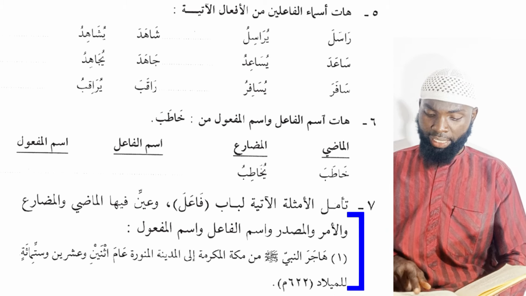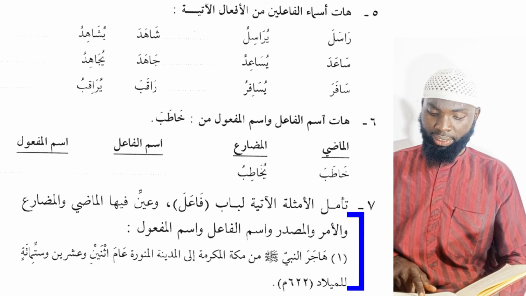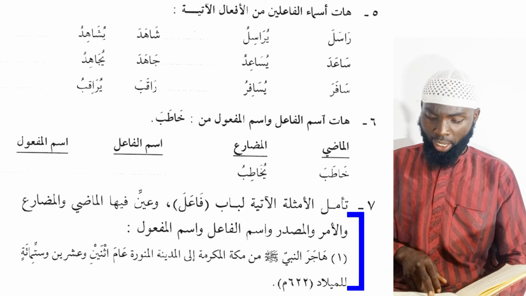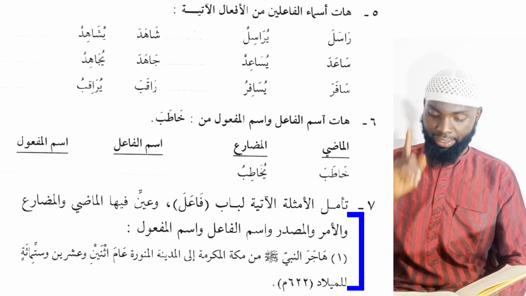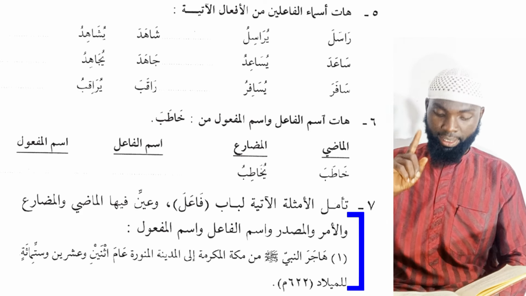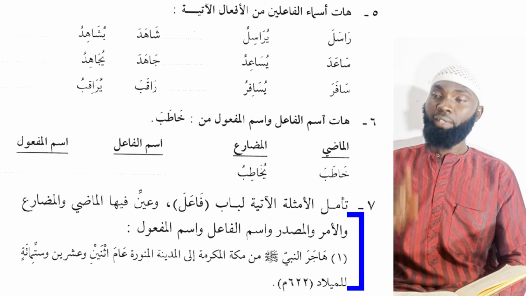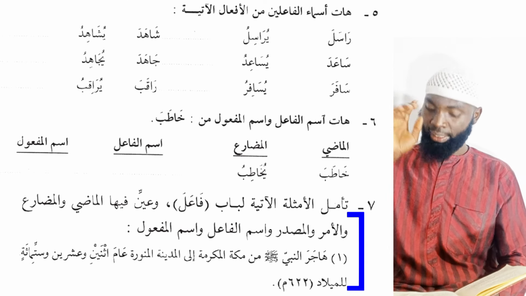Number seven, we have: ta'ammal al-amthilata allati li-babi fa'ala. Study the following examples for the pattern of fa'ala, and indicate the past tense pattern, the present tense, the command, the verb noun, and the subject and the object nouns.